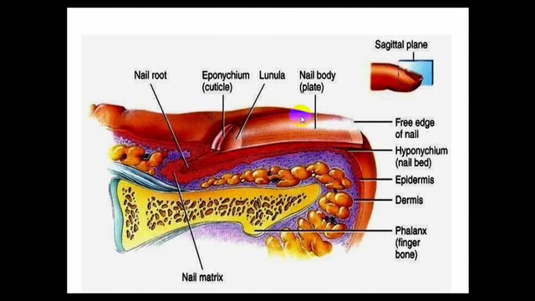And this is the nail body that rests on the nail bed. And this part that we see like a crescent, which is always at the beginning of the nail, we call the lunula. The lunula is a white crescent observed at the proximal end of the nail.